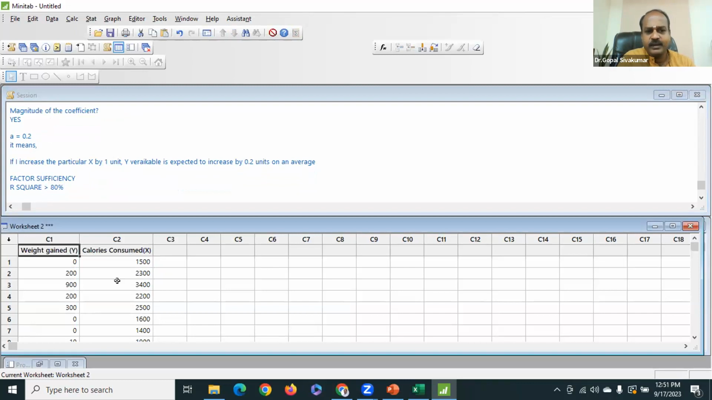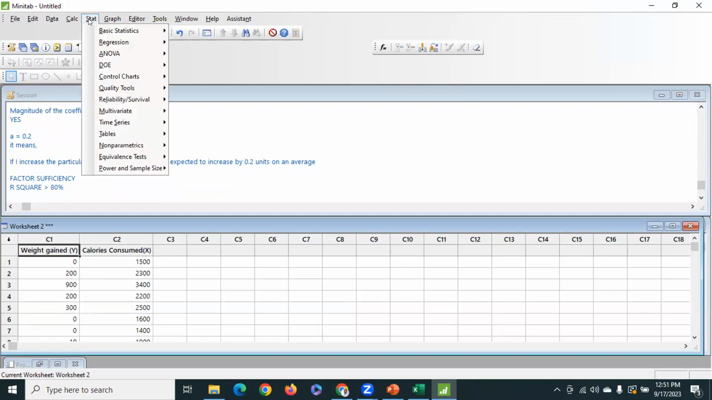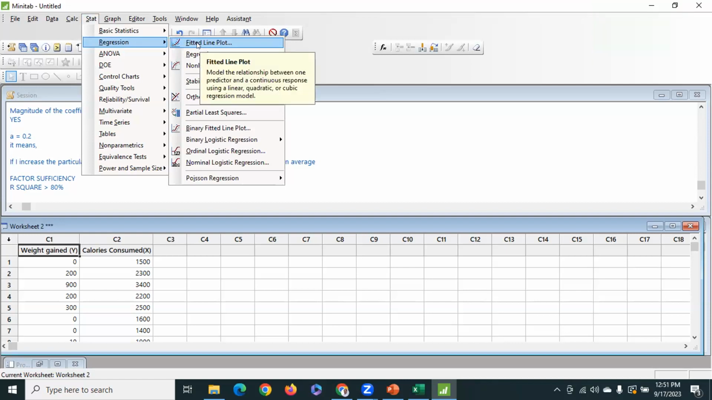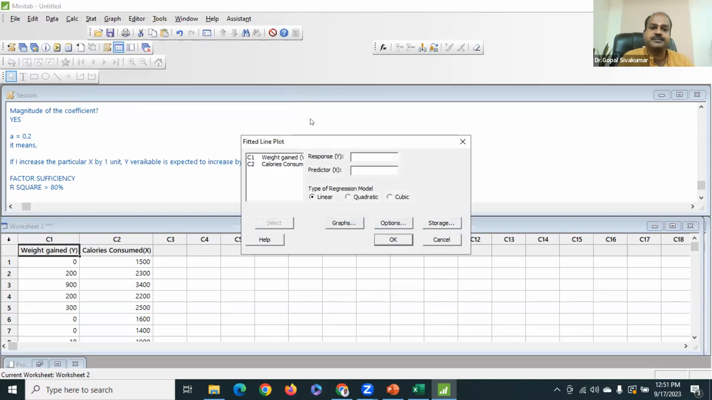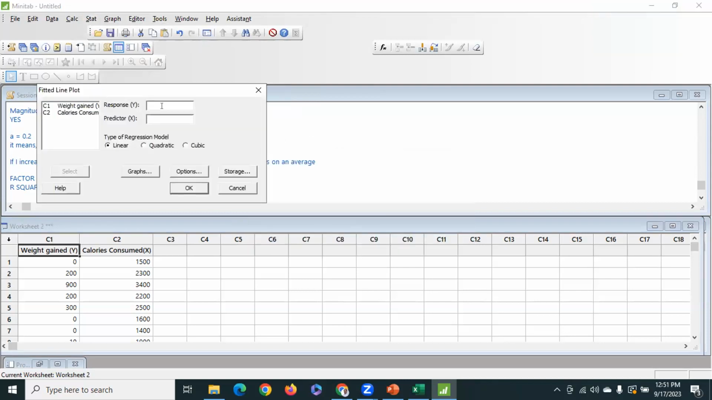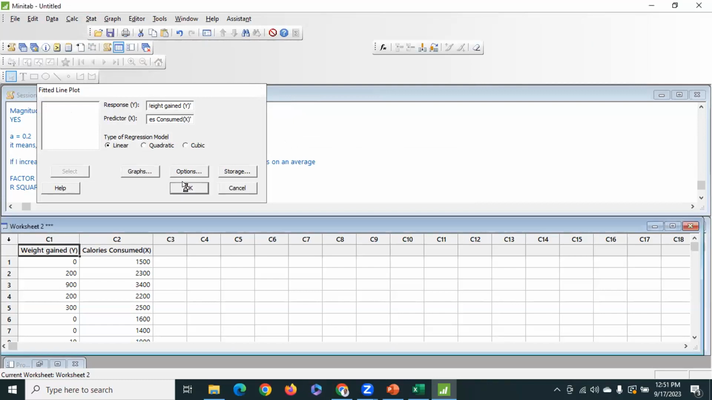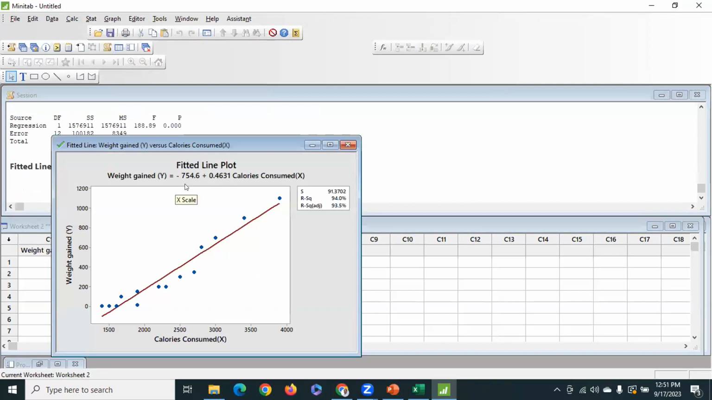Now let me show you how you can do the regression analysis in Minitab for X and Y. Go to Stat, Regression, Fitted Line Plot. Now the Y variable is weight gain, and the X variable is calorie consumption. Which one should I choose: linear, quadratic or cubic? Linear. Give OK. Now the scatter diagram is drawn.